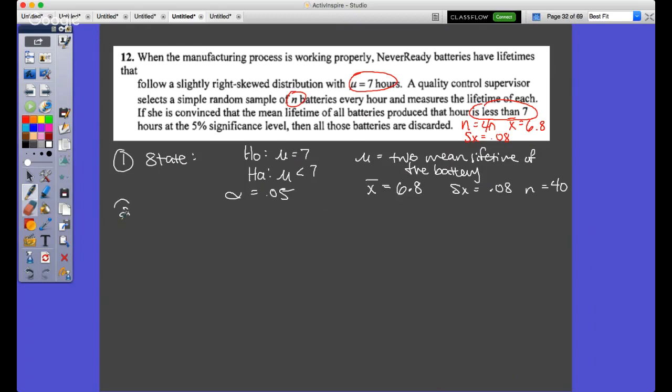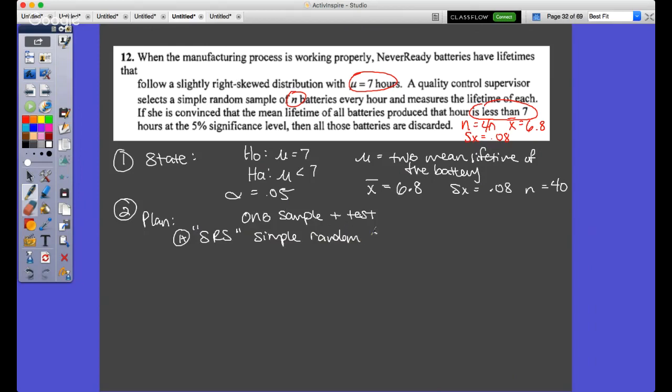We now go into part 2, which is our plan phase. We first state what type of test it is. With it being a mean, we say it's a one-sample t-test. We're going to come off this with the calculator in a second. Then we go into the 3 conditions. Number 1, is it an SRS? Well, it's stated that it was an SRS, or simple random sample. So that would be condition 1.